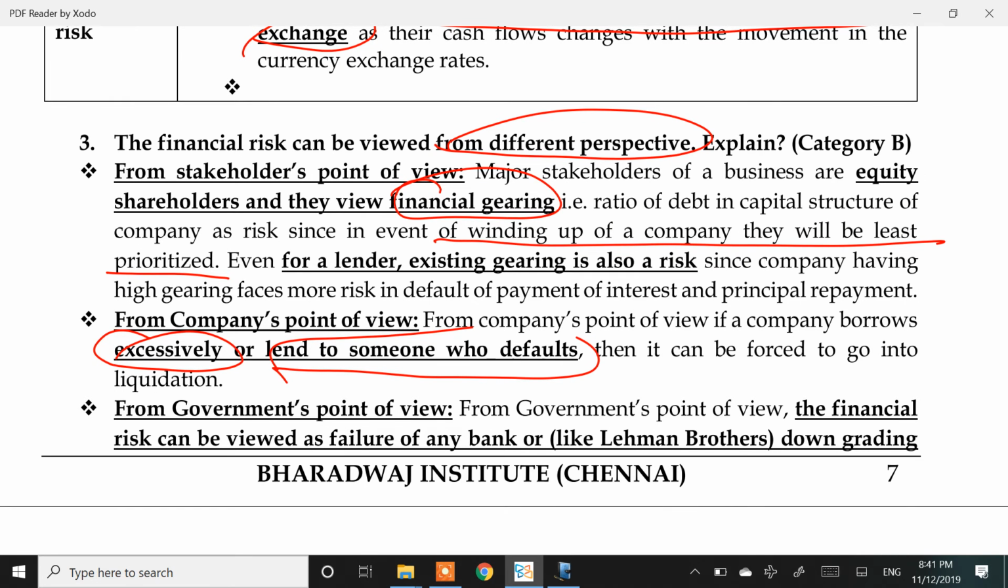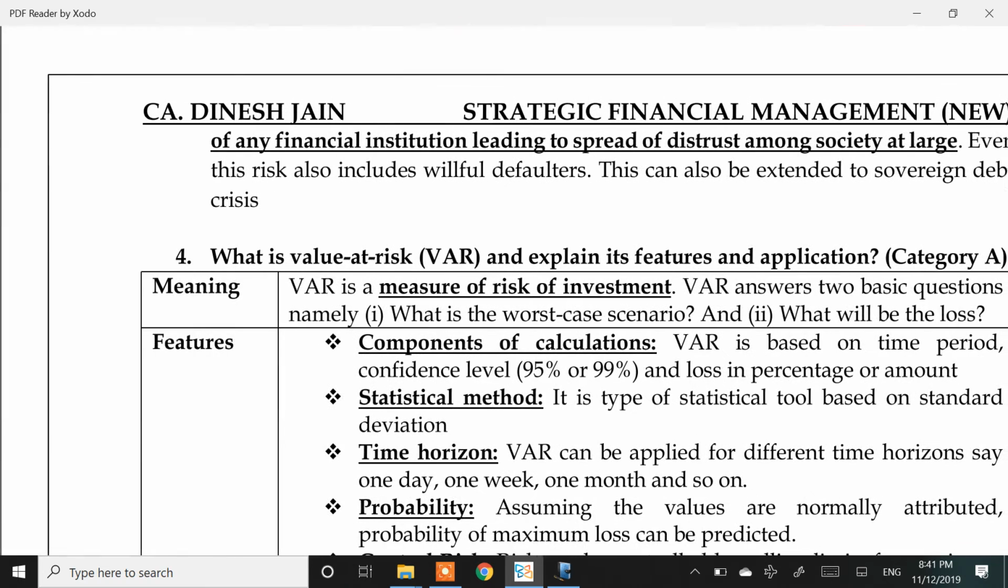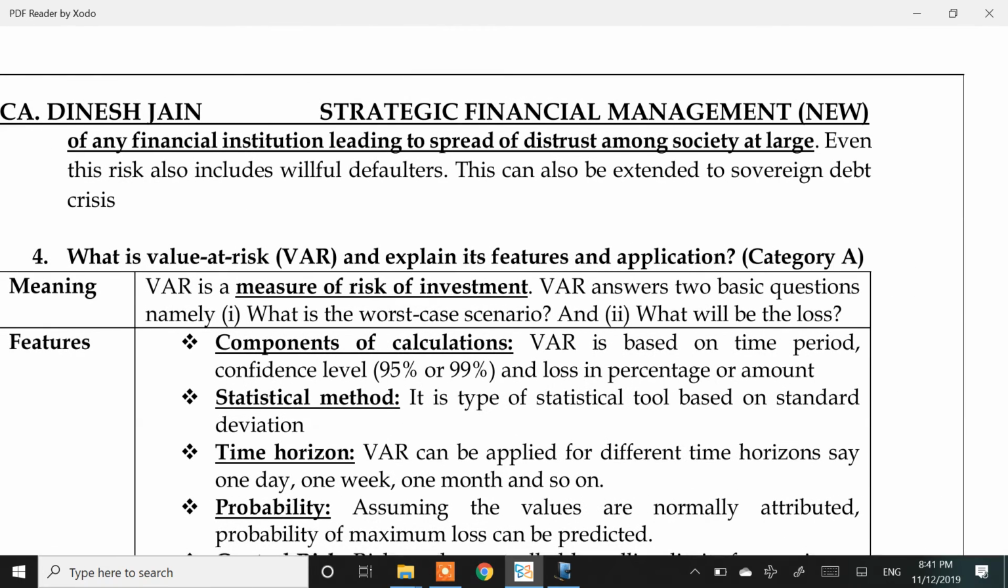episode which has happened. So from a government point of view, they wouldn't want a failure of any big bank. So there's a lot of distrust among the society. In fact, there are a lot of messages which keep floating saying that my money is not safe even in a bank now. That's because of this PMC issue which has happened, and government wouldn't want that.